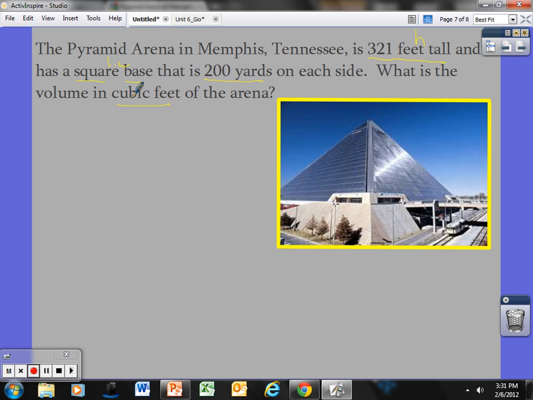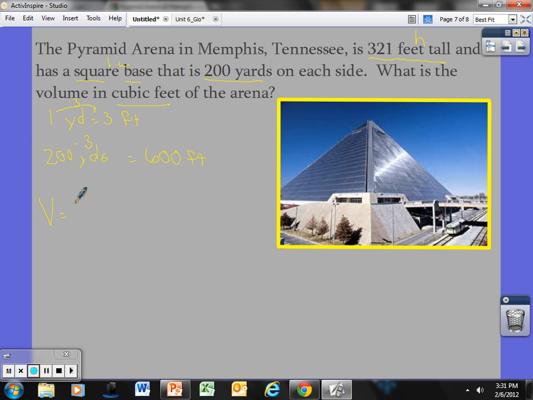Okay, I have to do some conversion. I know that 1 yard is equal to 3 feet. So that means I multiply by 3. If I have 200 yards, that is equivalent to, let's see here, times 3, 600 feet. Now I have something easier to work with because I have everything in feet. I've converted. So I have volume, and it is a pyramid.